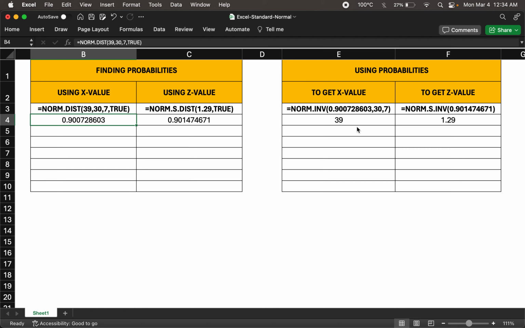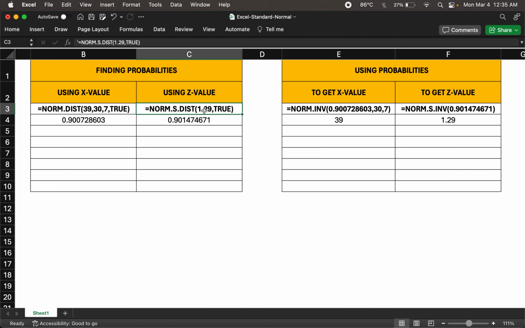So I've got here an example from the last video where I had 39 marks as the x value for an average marks of 30 and a standard deviation of 7. And I used this formula to calculate the probability of students scoring less than 39 marks, and that turned out to be 0.9. Well, the corresponding z value for this 39 turns out to be 1.29, and this is rounded off to 2 decimal places.